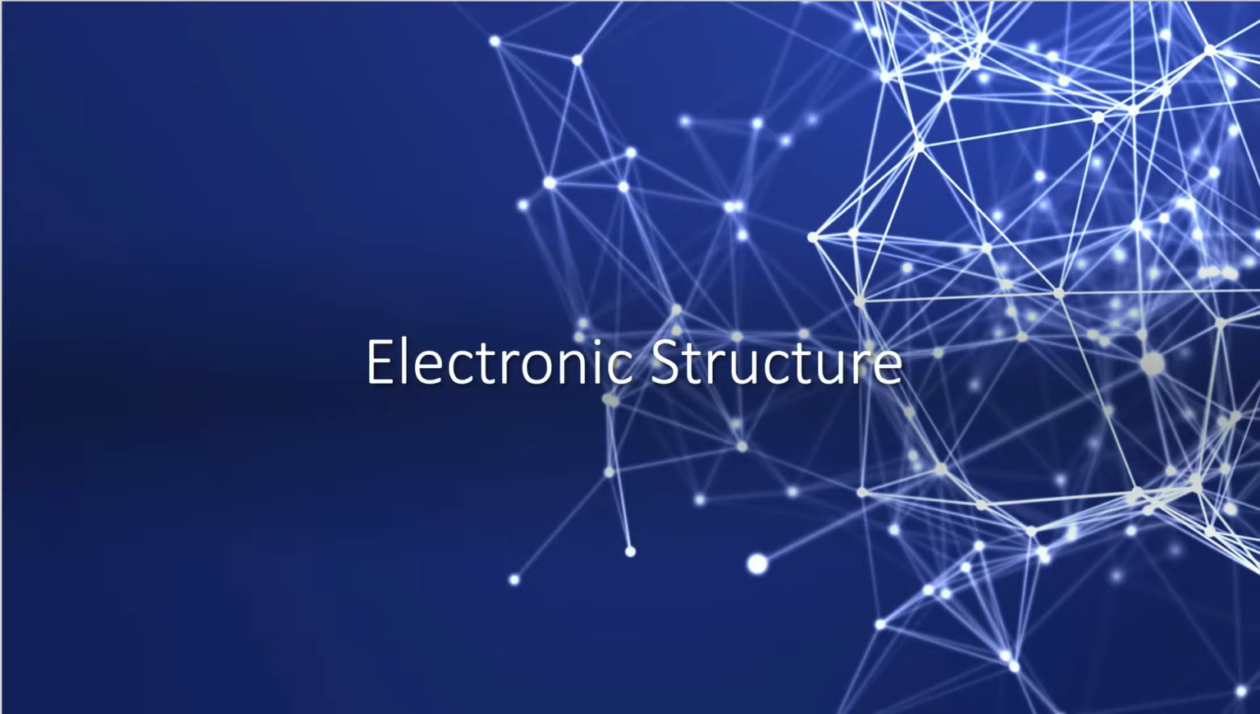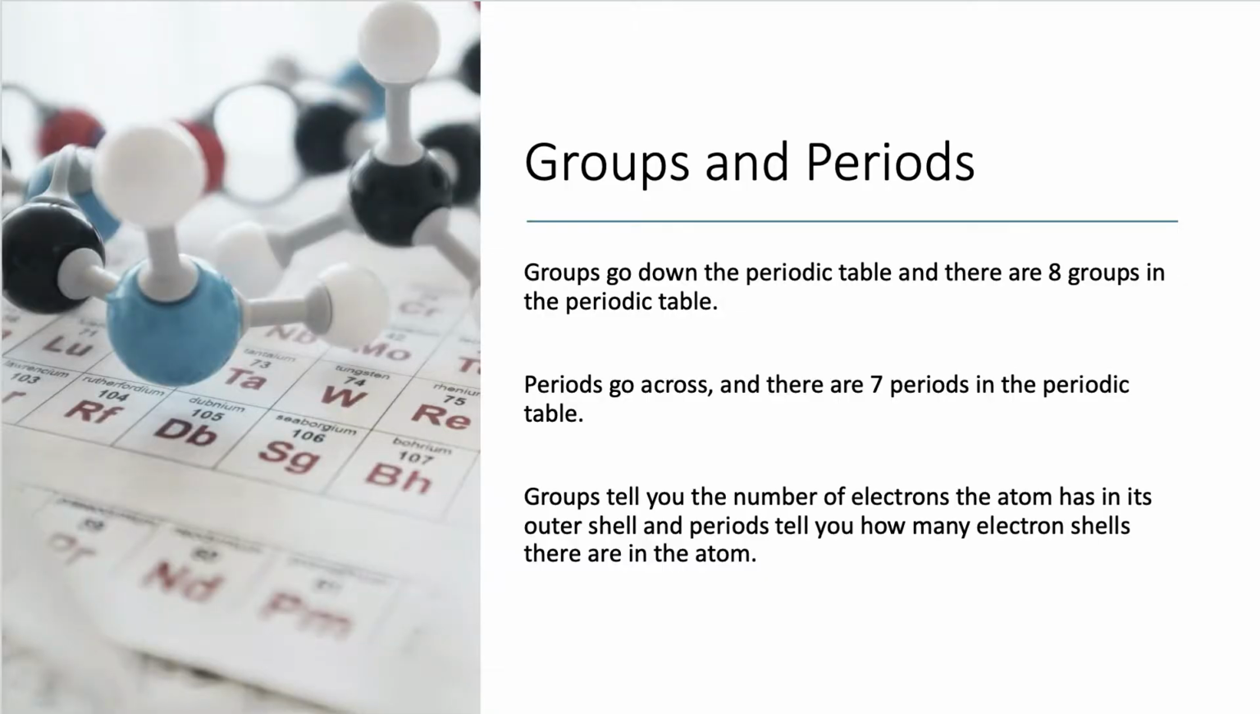In this video we're going to be having a look at the groups and periods in the periodic table. We're going to have a look at some of the rules you need to know of the electron shells, and we're going to have a look at some examples. So let's get started. Groups and periods.